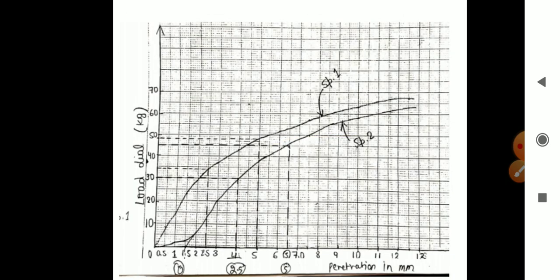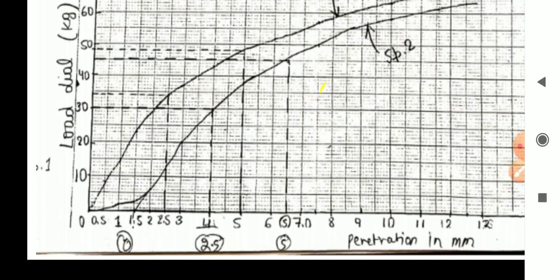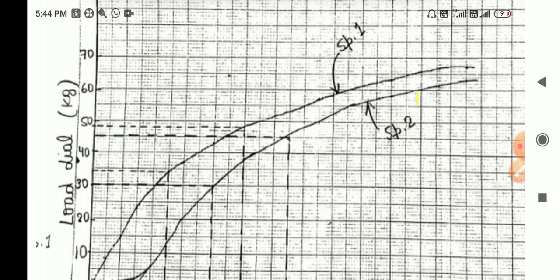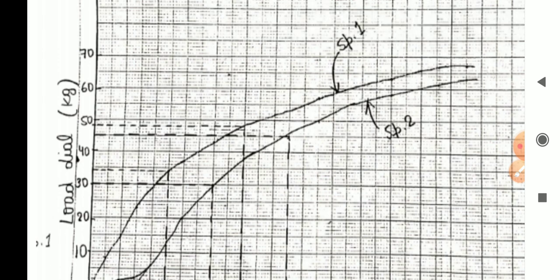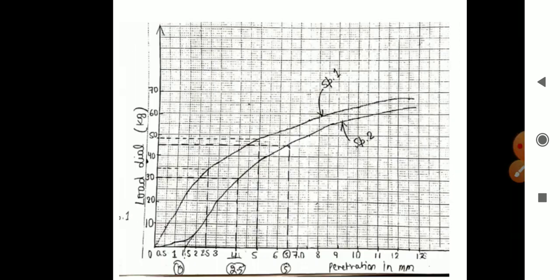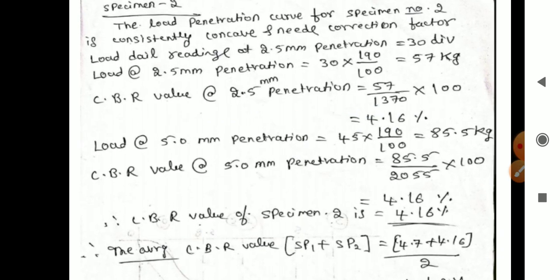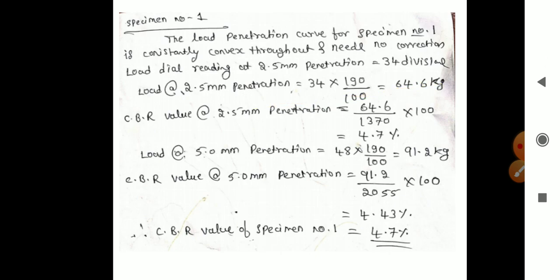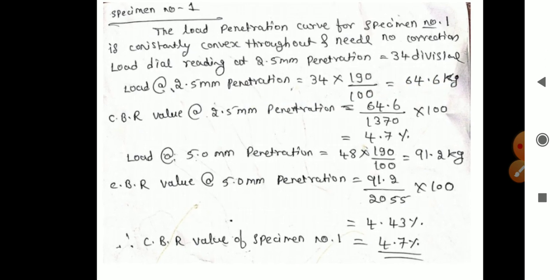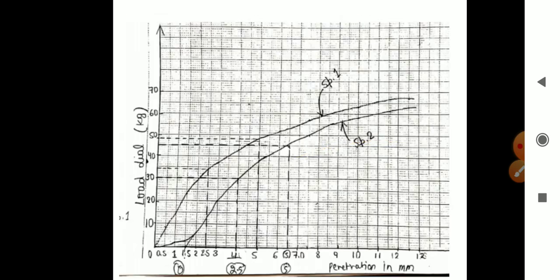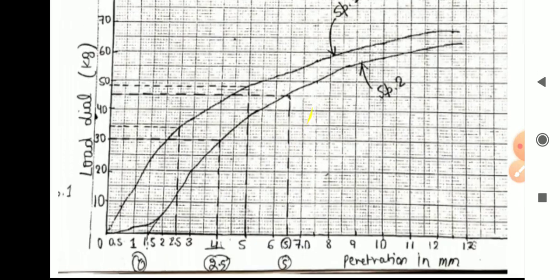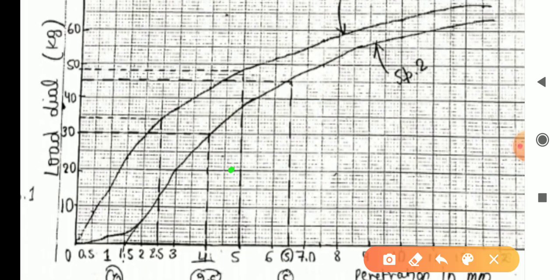So first I will explain the graph. Here specimen 1 is the first, and specimen 2 is the second one. Initially, the specimen 1 is totally convex, but the specimen 2 is totally concave. So this is convex, this is concave.